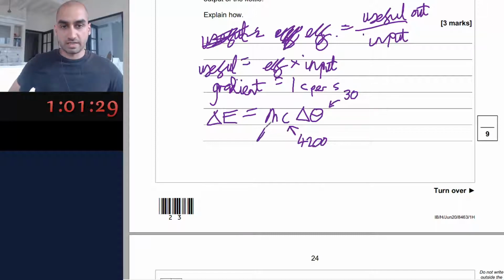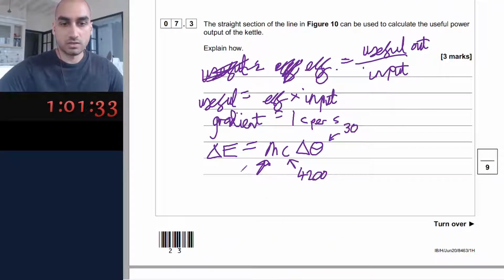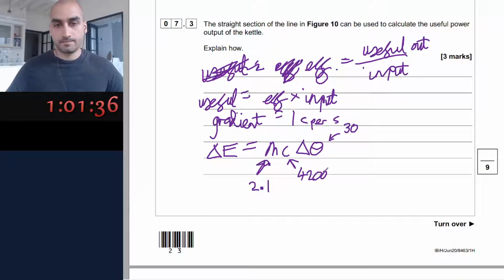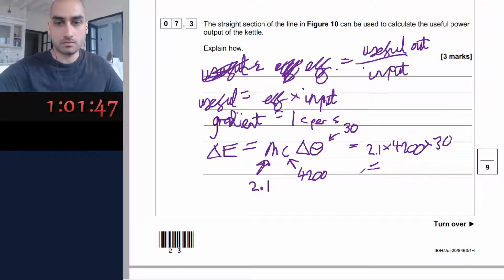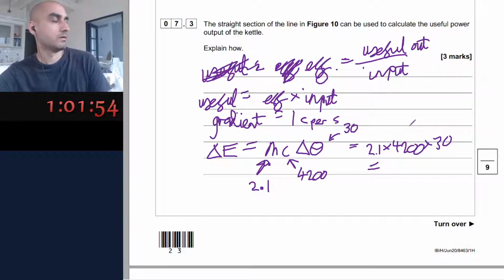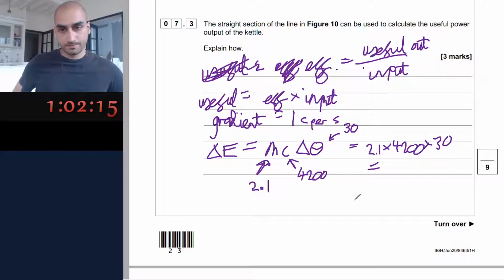4,200. Mass is 2.1. This equals 2.1 times 4,200 times 30 equals... I still don't understand where I'm going with this. 2.1 times 4,200 times 30. 264,600. So that's the change in energy.